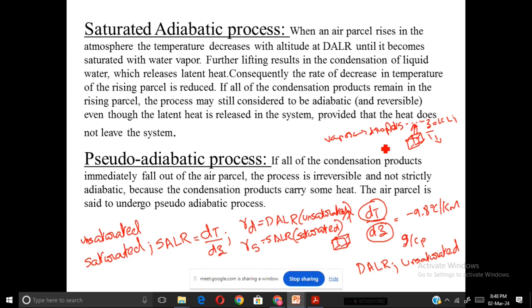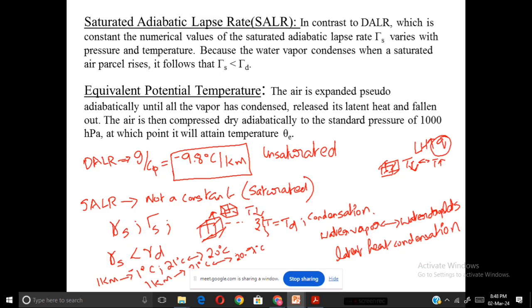Some matter is getting released by the system, and there is also removal of heat from the system. So condensation products also carry some heat. So now the air parcel is said to be pseudo-adiabatic. It is undergoing a pseudo-adiabatic process. So that is the saturated and pseudo-adiabatic process.